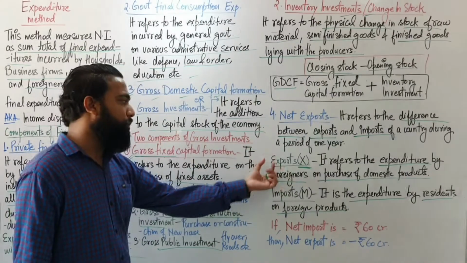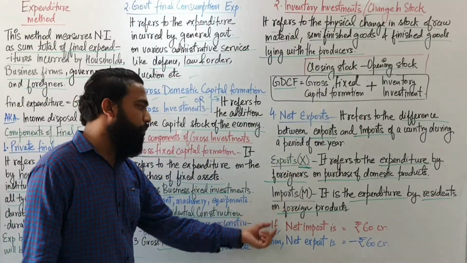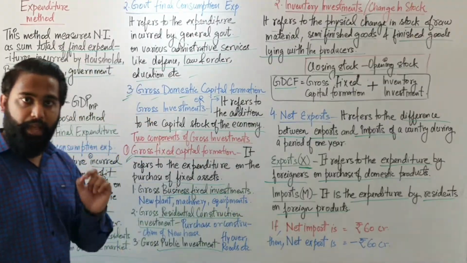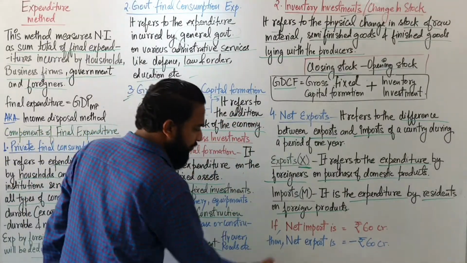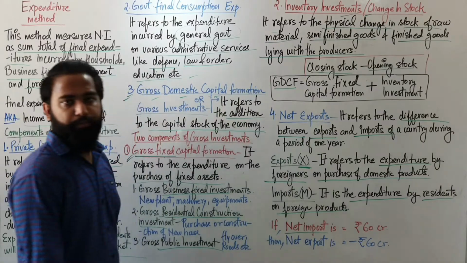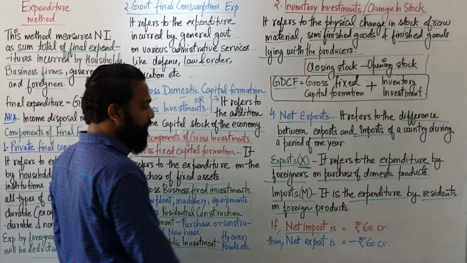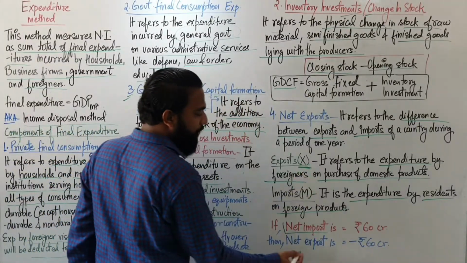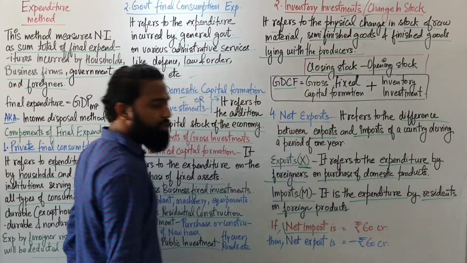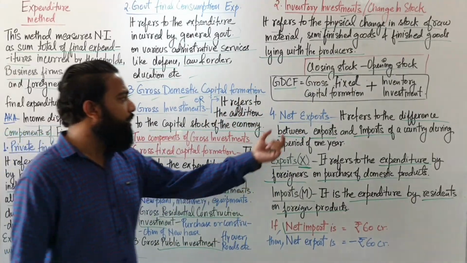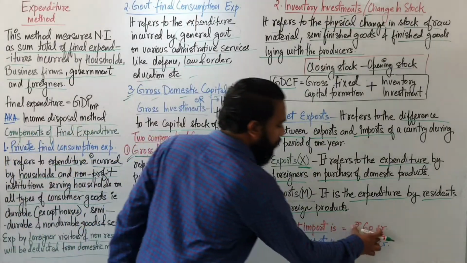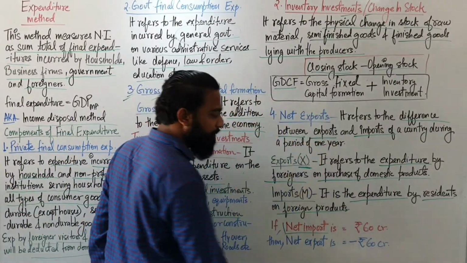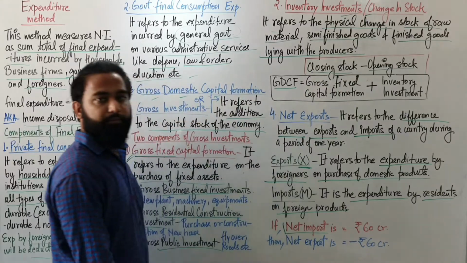In the whole world, export is denoted by X and import is denoted by capital M. Now, in your numericals, sometimes net imports is given. In that case, what do you have to do? Suppose net import is given as rupees 60 crore and you need the value of net exports, then you will note down the same number but with a different sign.